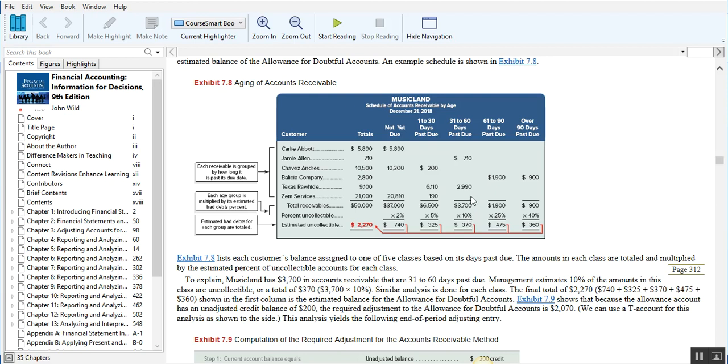And so we're going to calculate that for these receivables. When we go to 61 to 90, now we're getting into the territory where we're going to see a big jump in the amount we anticipate not collecting. So here we're going to say 25% we won't collect. And then if we go over 90 days past due, that's where we begin to say we probably aren't going to collect these. And so we have a much, much higher percentage that we don't anticipate to collect. So 40% here. You add all of these together to get the total estimated uncollectible accounts of 2270.